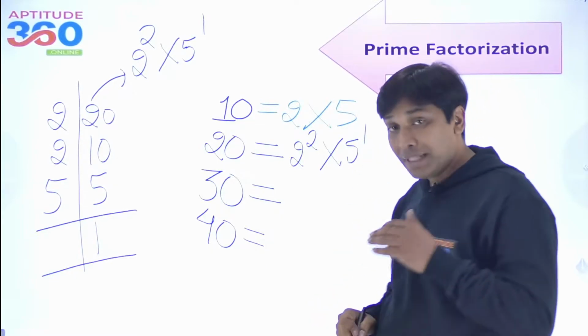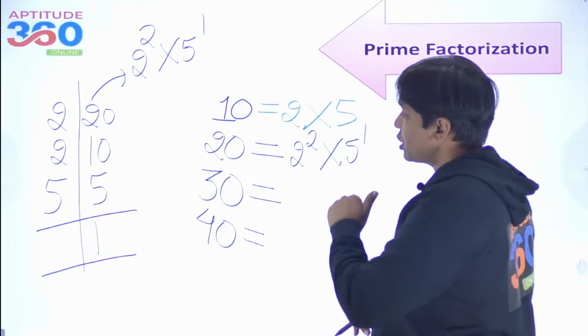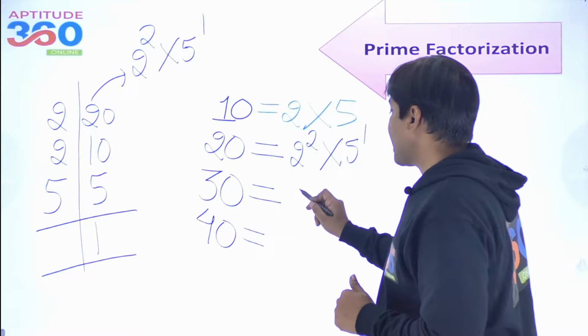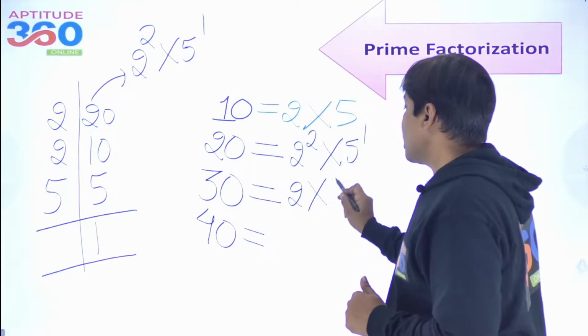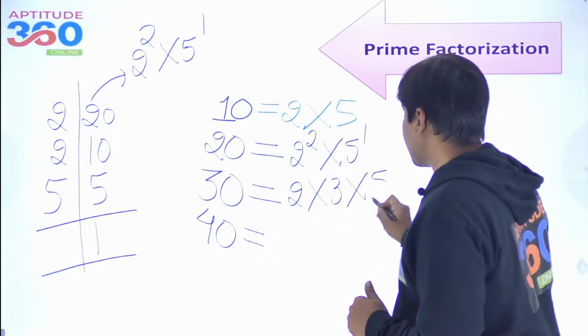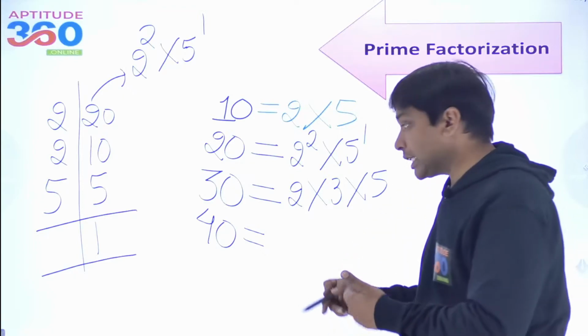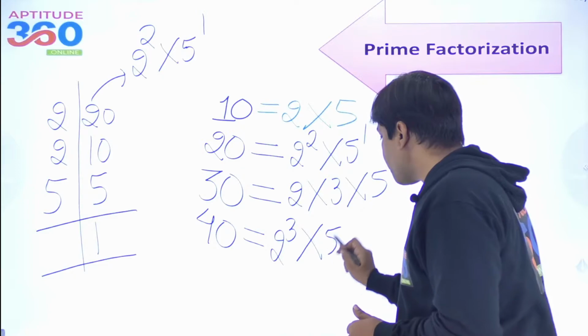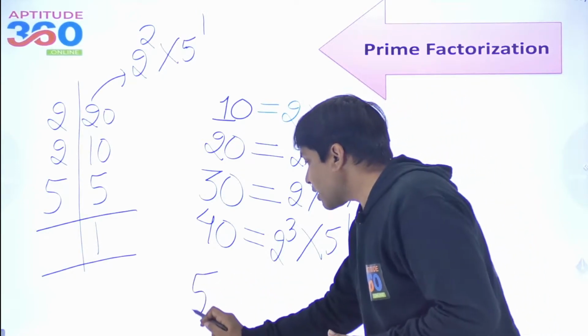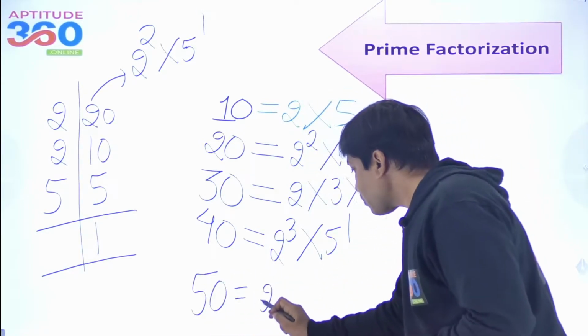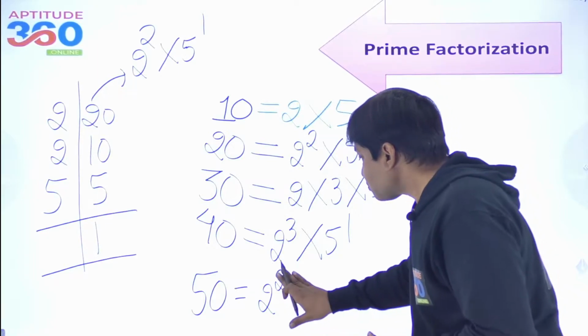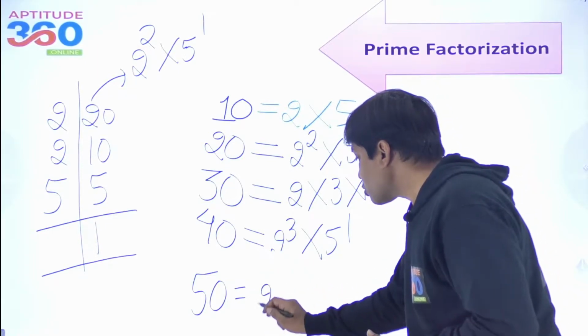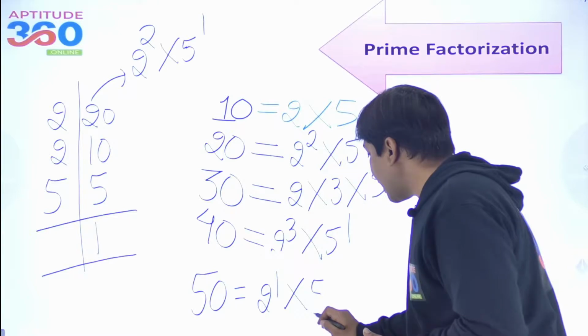Similarly, if you do the prime factorization of 30, you will realize that this is nothing but 2 into 3 into 5, right? If you do the prime factorization of 40, you will come to know that this is 2 to the power 3 into 5 to the power 1. And the prime factorization of 50 is going to be 2 to the power 1 into 5 to the power 2.